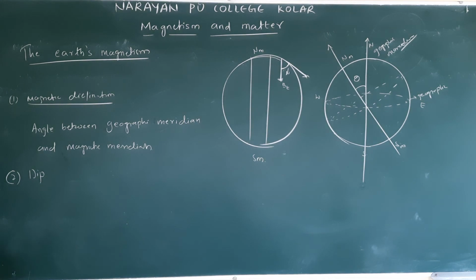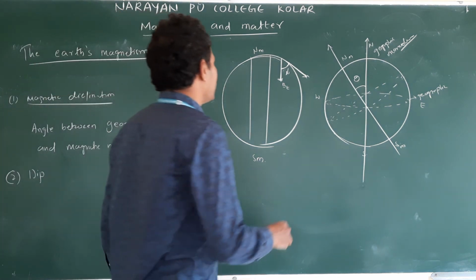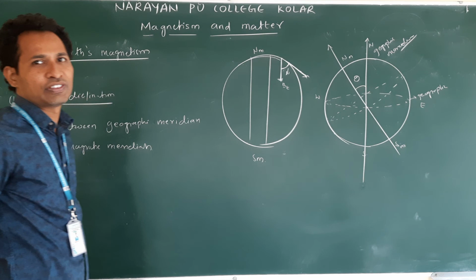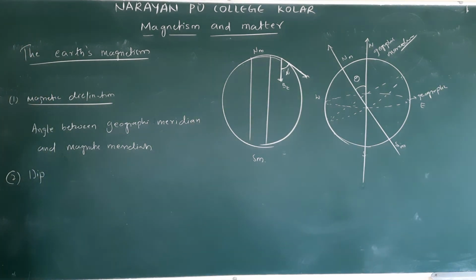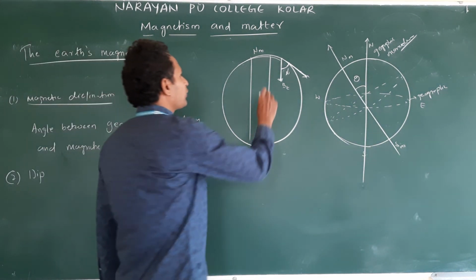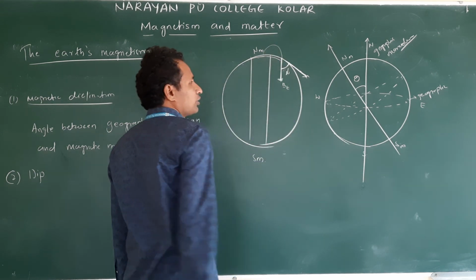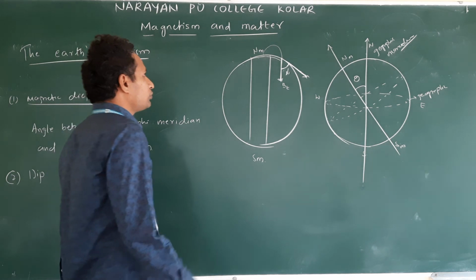or inclination. Understand? Clear? So how do you write the dip? This is the angle, or sometimes you have angle of dip. The angle made by the earth's magnetic field to the surface of the earth is called dip. Angle between the earth's magnetic field, how it starts, like this, north to south.